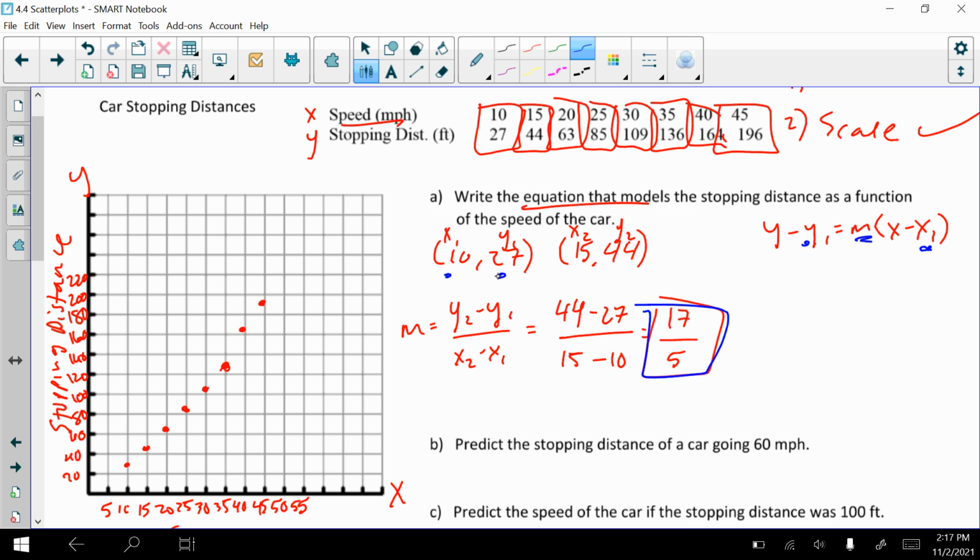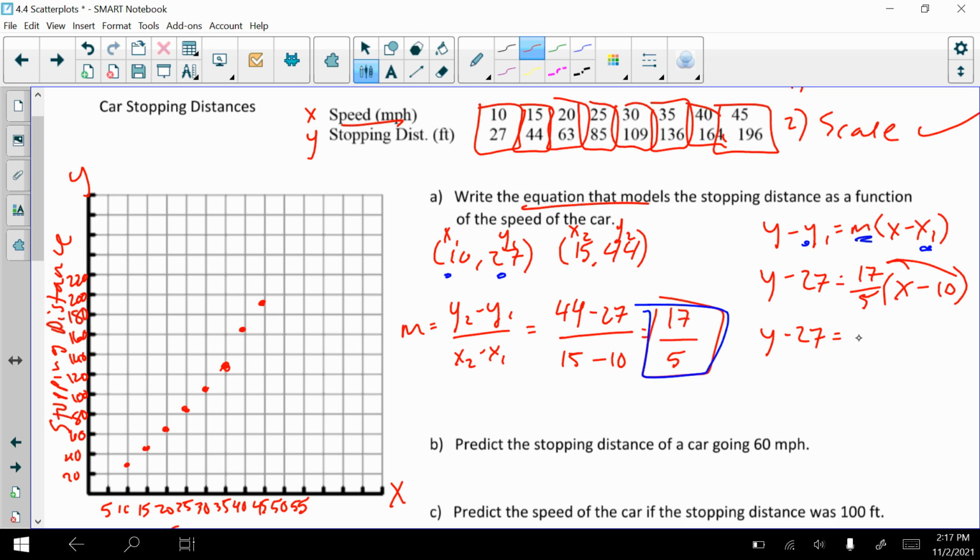So I'm going to put all the pieces into the equation where they need to go. It's going to be y minus y1, which is 27, equals m, which is 17 over 5, times x minus x1, which is 10. Okay. And now I'm going to try to transform this into slope-intercept form. So I got to distribute.